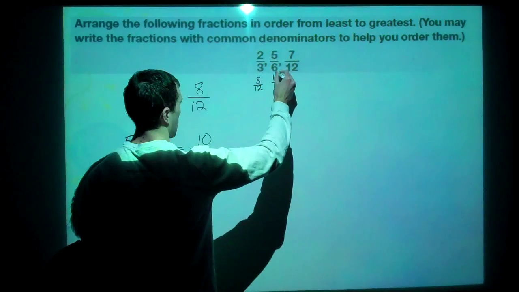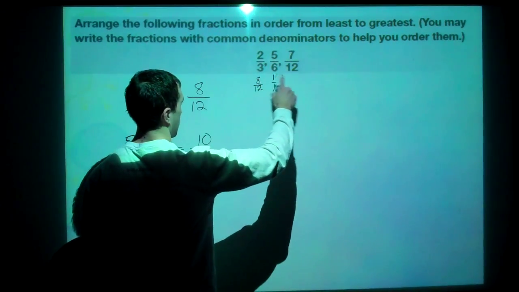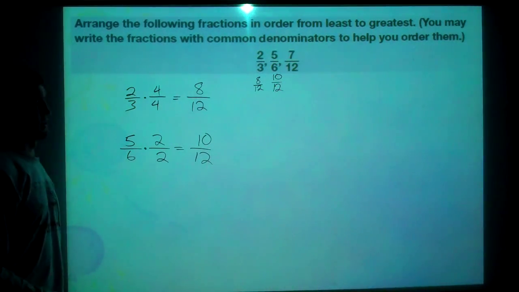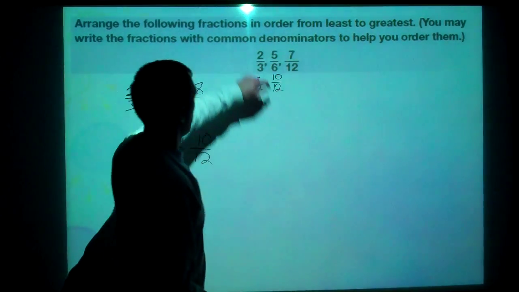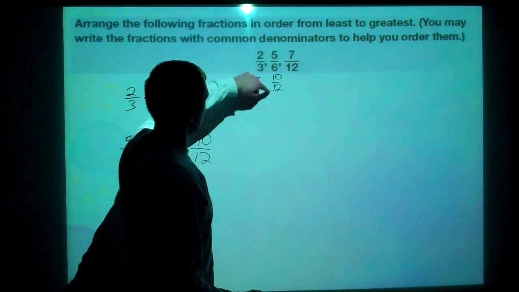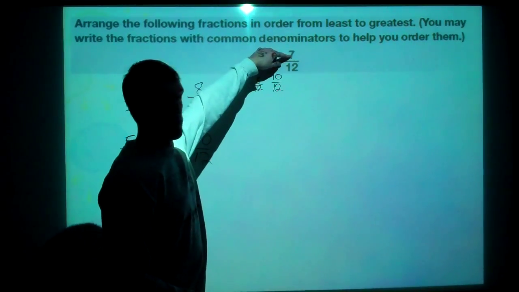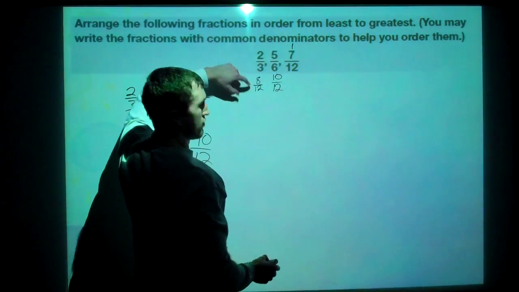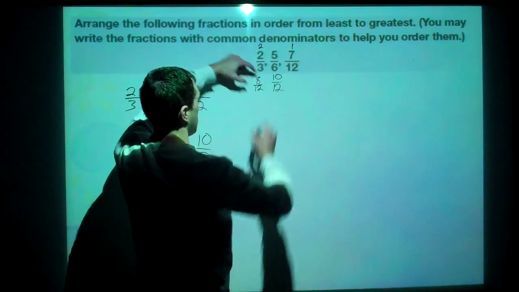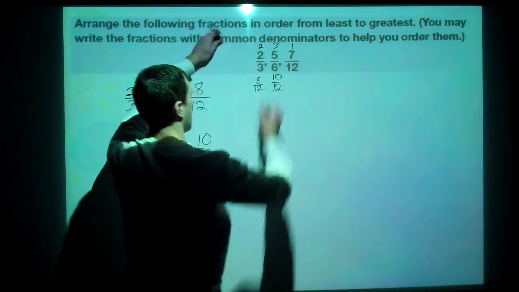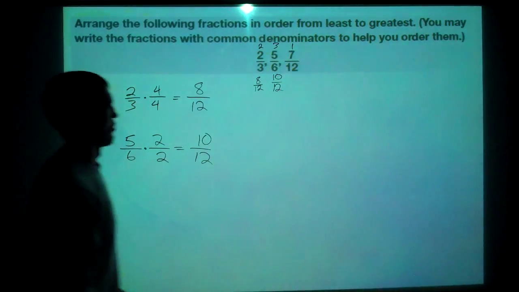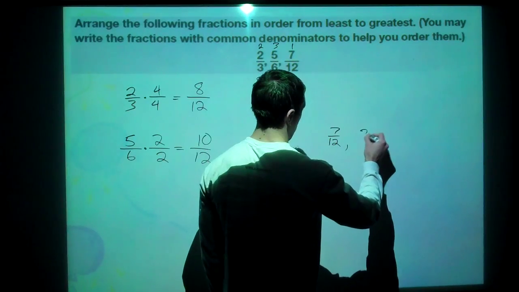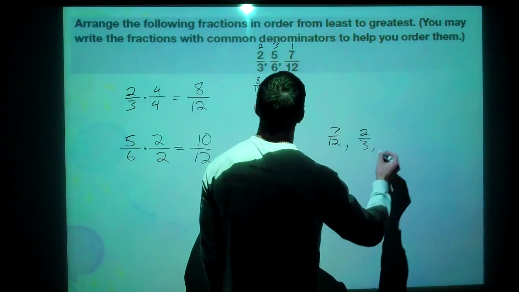Oops, sorry. Bad 10 there, bad 0. Alright. So now instead of 2/3, 5/6, 7 twelfths, we have 8 twelfths, 10 twelfths, 7 twelfths. 7 out of 12 would be the least, so I'm going to call that 1. 8 out of 12 would be your next up, and 10 out of 12 would be your other one. So if we were to order these, it would be 7 twelfths, 2/3, and 5/6.